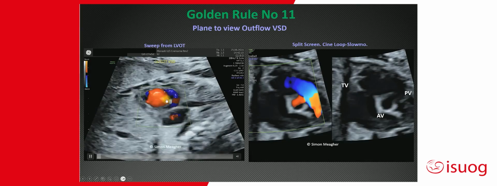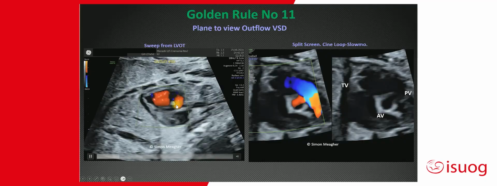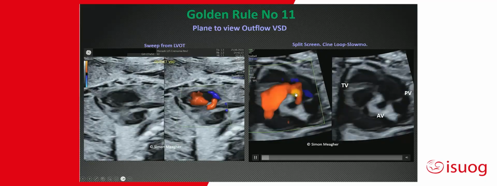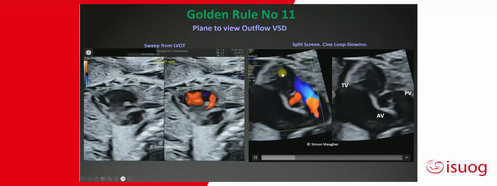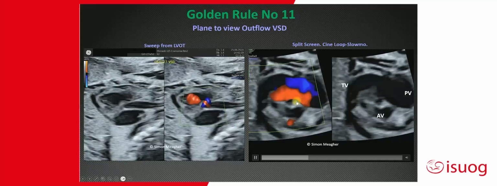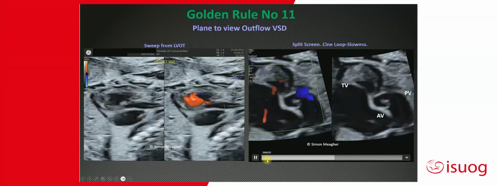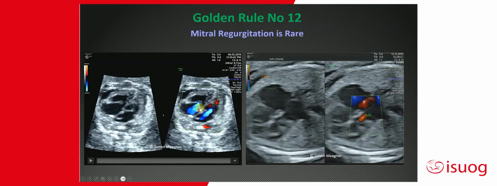So when we look at this case here from a sweep from a left ventricular outflow tract, we are suspicious that there's an outlet VSD. The only way to prove that is by going into a short axis, tricuspid valve, pulmonary valve, RVOT, and here we have an outlet ventricular septal defect demonstrated on color. So that's how you get to that point. It's not easy.